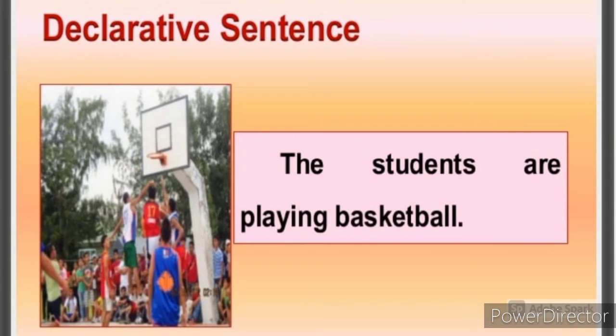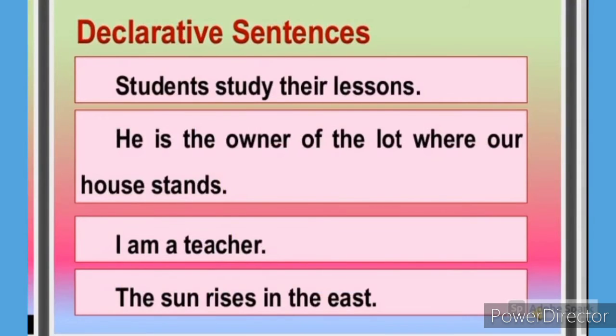Here is an example of a declarative sentence. The students are playing basketball. This is a simple statement about the students who are playing basketball, and this can be categorized as a declarative sentence. Here are some more examples of declarative sentences: Students study their lessons. He is the owner of the lot where our house stands. I am a teacher. The sun rises in the east. So these are examples of declarative sentences.